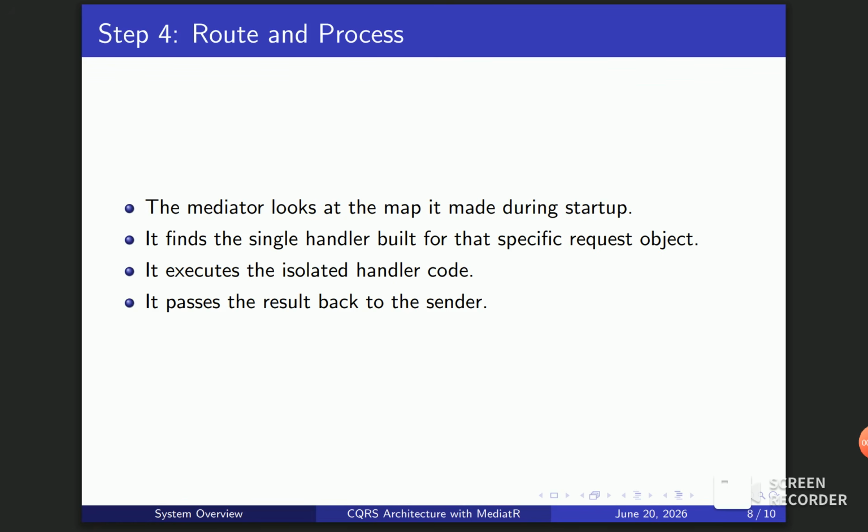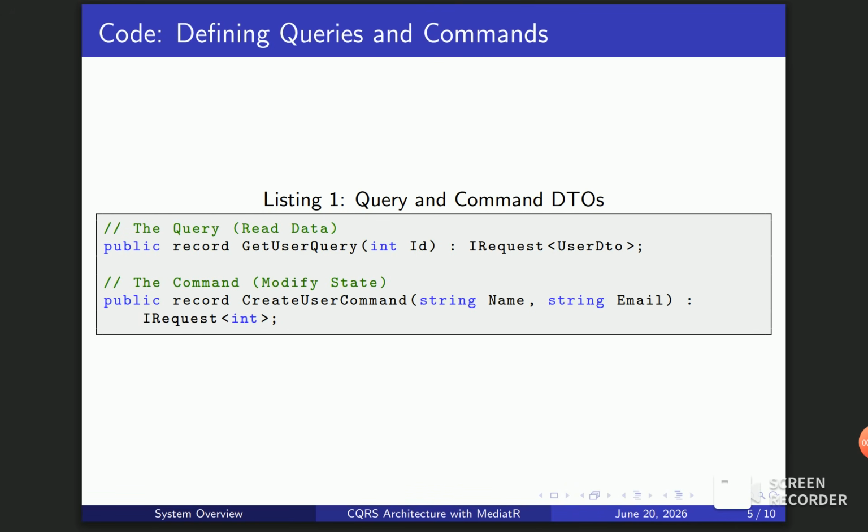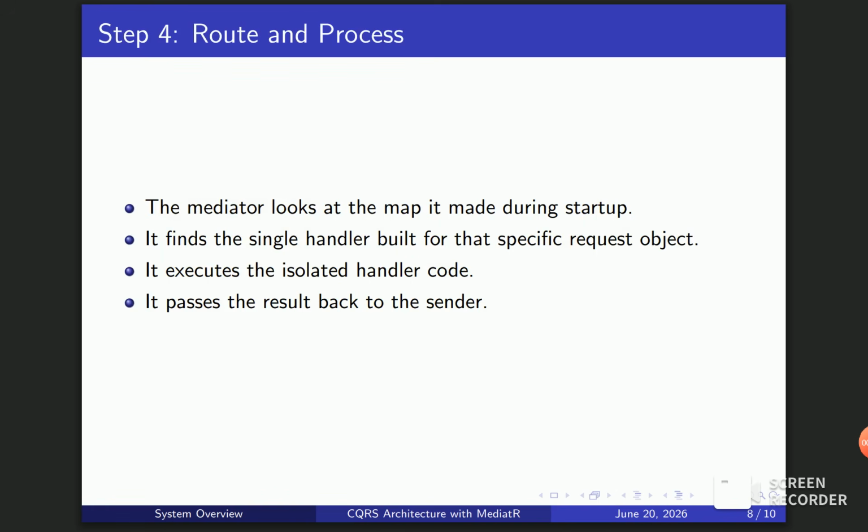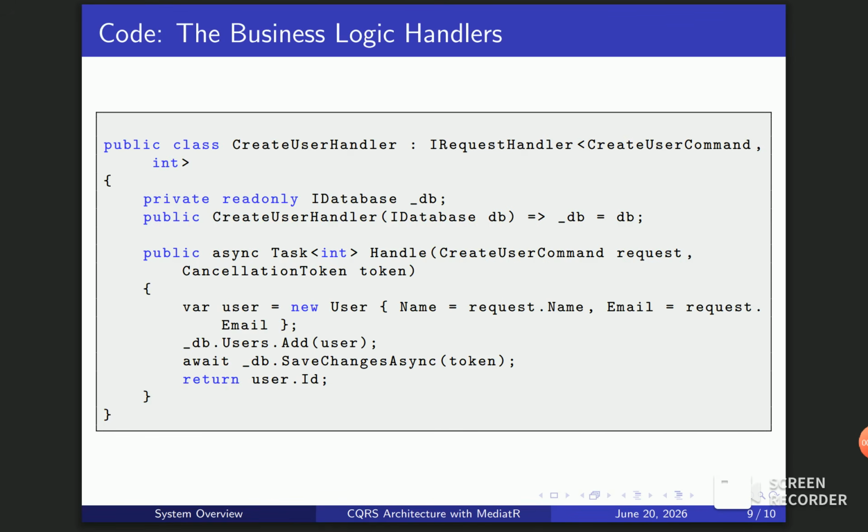So, like we said before, MediatR looks at the map it made during startup. So essentially, when this project starts, it's going to look for these IRequest interfaces, and it's going to link them up with their handlers. Like it says here, it finds the single handler built for that specific object. It executes the logic in that handler, and then it returns the result to the sender.